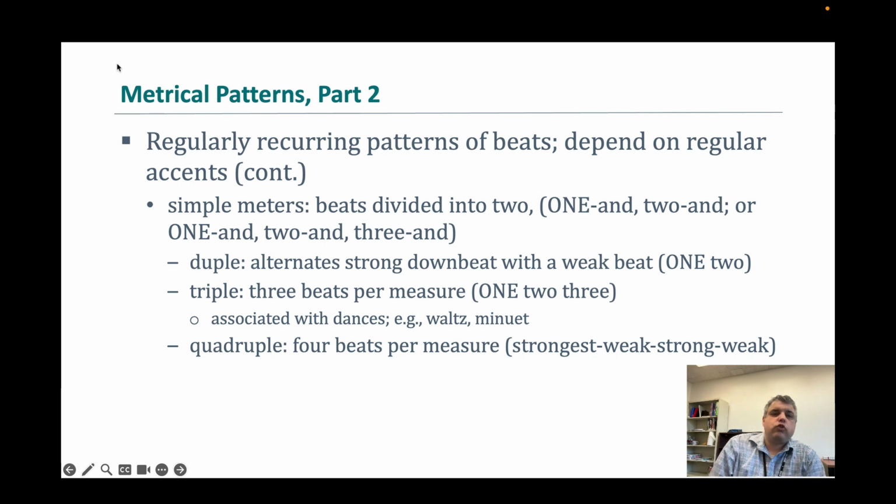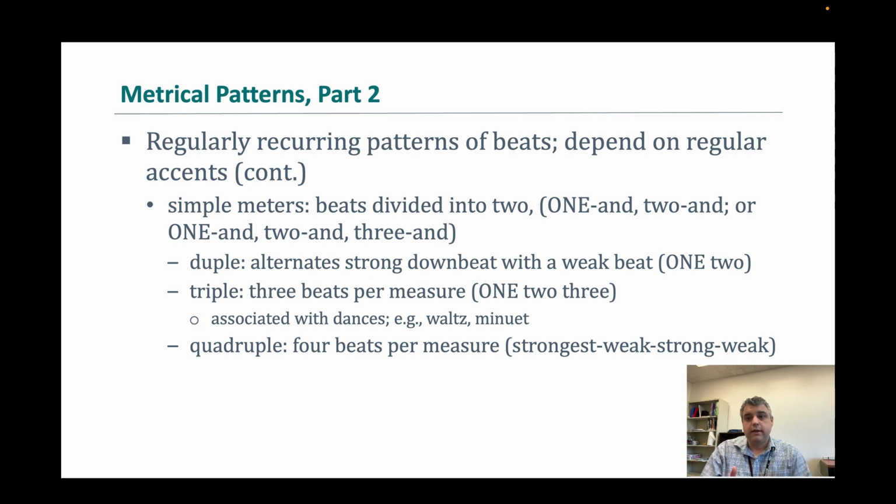Continuing talking about metrical patterns, we have a few terms that we want to be familiar with. First off, the idea of simple meter. Simple meter is the idea that we can divide a beat into 2 sections or 2 equal parts. If you have 2/4, if you have a quarter note, you can divide that quarter note into 2 eighth notes.